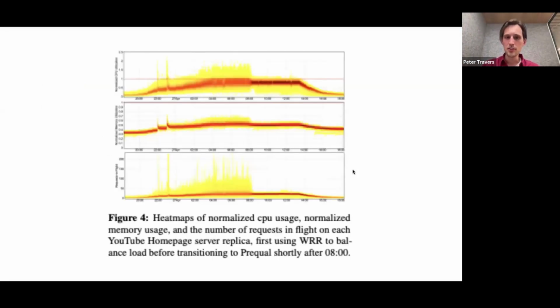So this is the heat map of utilization on nodes, and this line and drop off is when they switch to Prequal, which is pretty incredible.